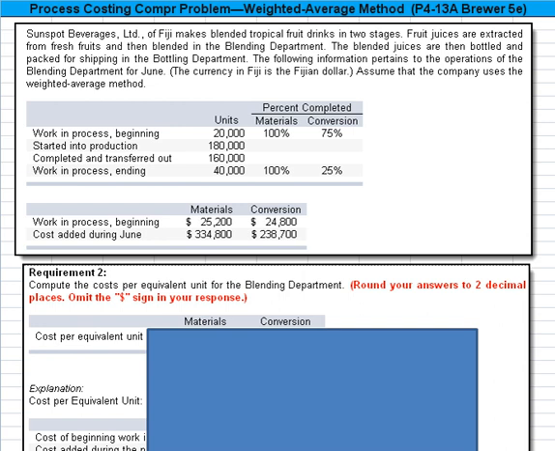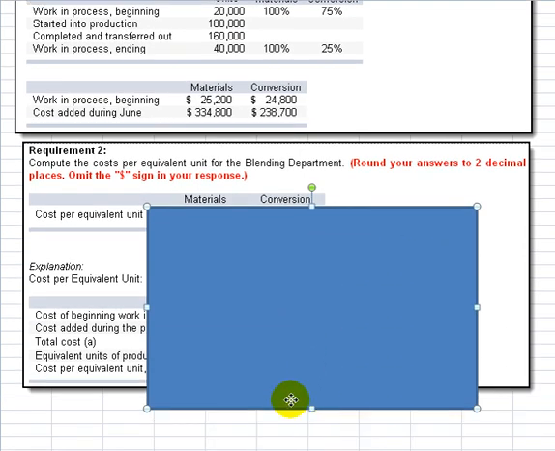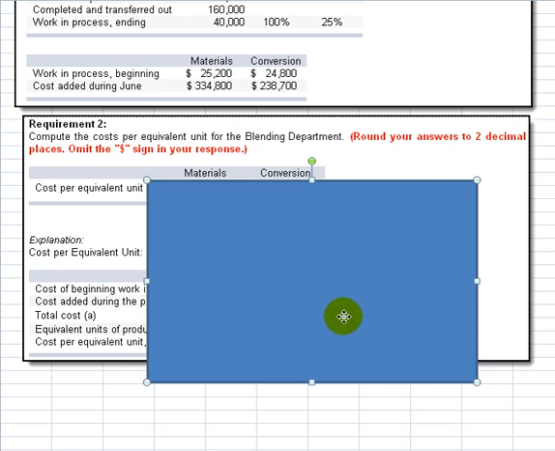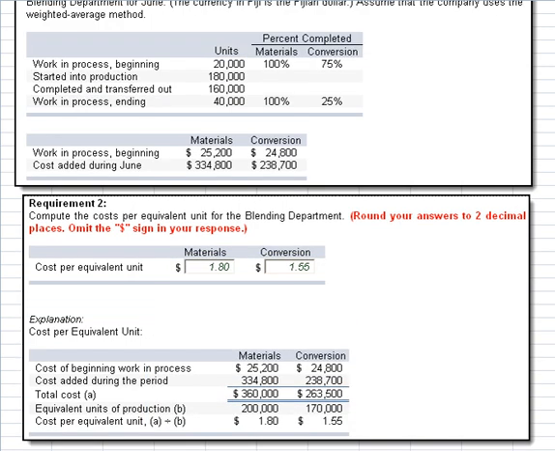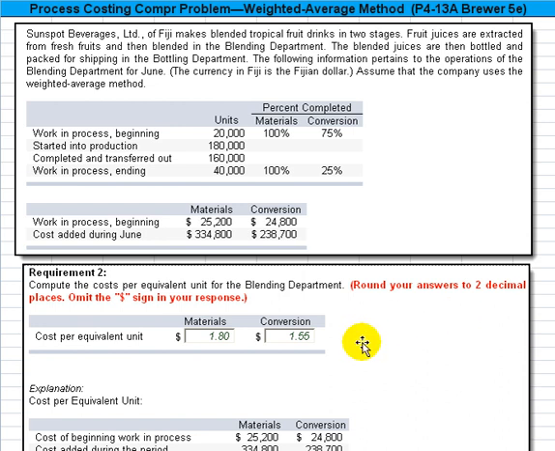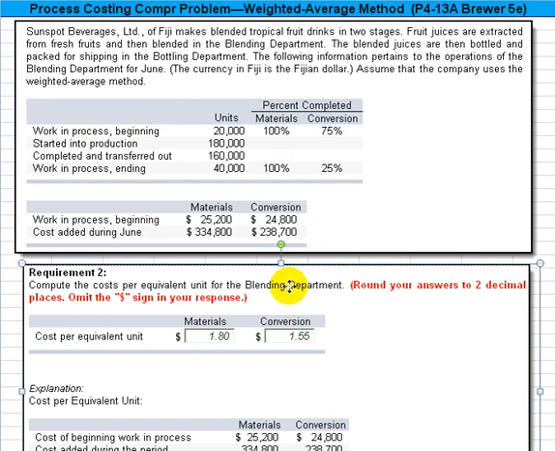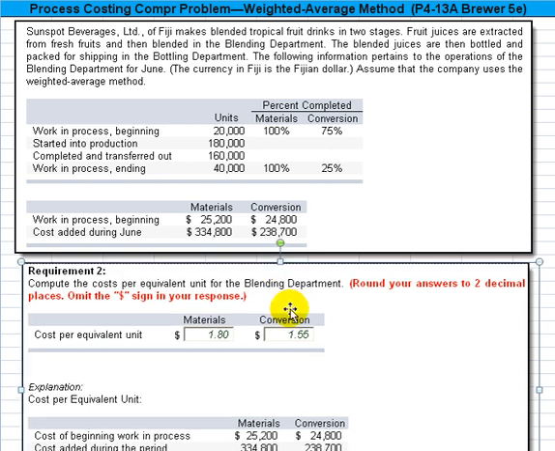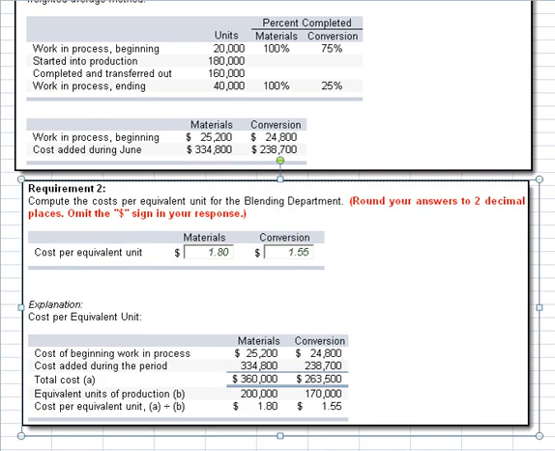Now let's take a look at requirement 2, which says compute the cost per equivalent unit for the blending department. Round your answers to 2 decimal places and omit the dollar sign. Let me slide this down again and put this back on the screen so you have that. So how did we come up with the numbers? Let me see if I can move everything pretty tight here so we can see it all on the screen. I'm not going to be able to, so I'm going to slide a little bit. And now we can see everything on the screen.